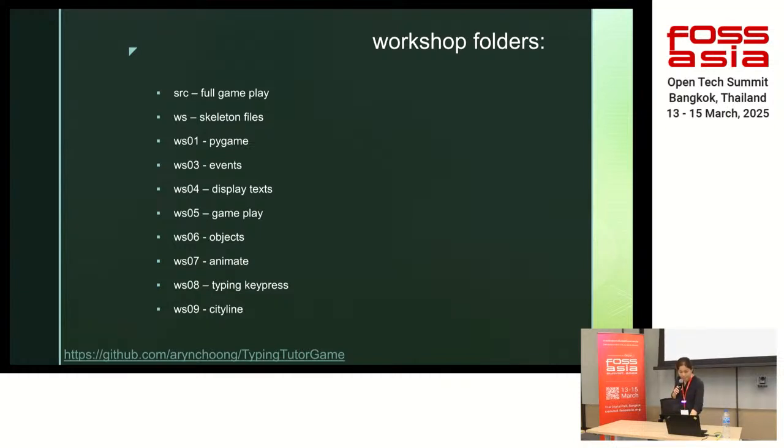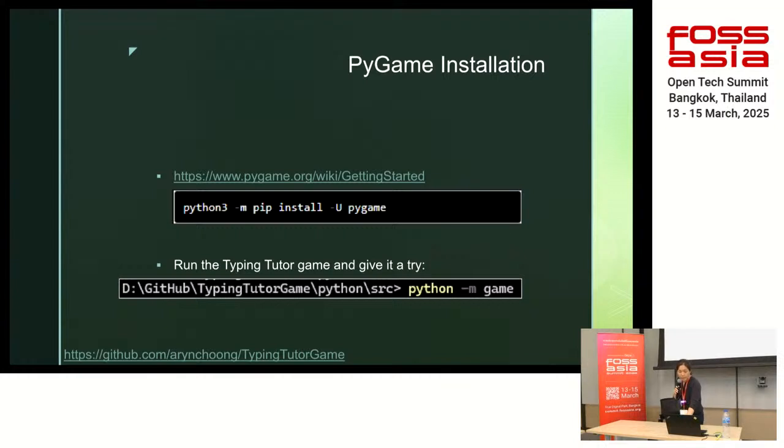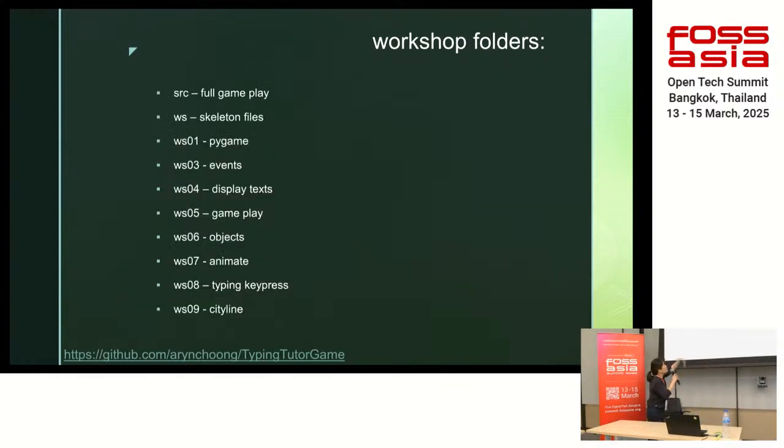Okay, and basically you can see this is what we'll go through. We'll go through how to install Pygame, how to create events in the game, how to display the text on your game screen, the gameplay itself, the different objects that we put in, how to animate, how to detect the typing key presses, and of course, how we build our city line. Questions? Am I going too fast?